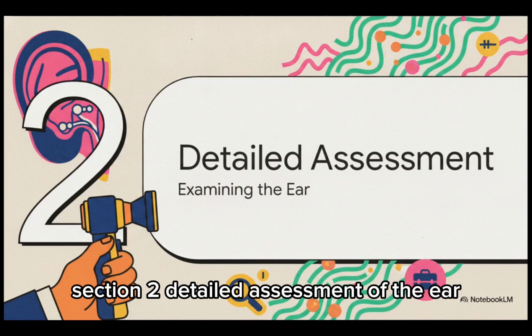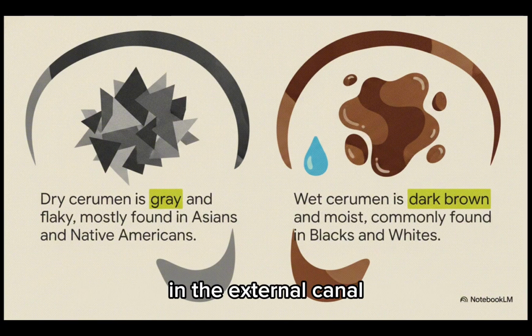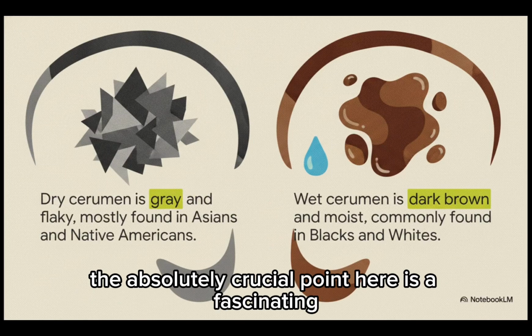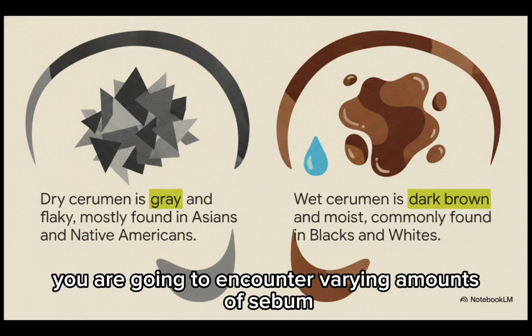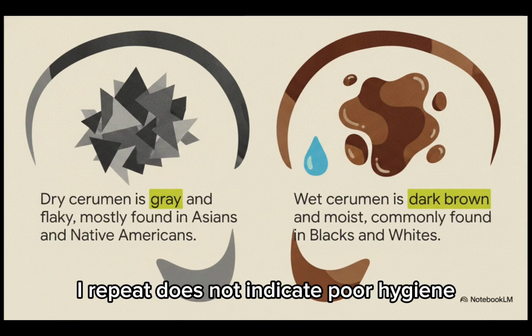Section 2. Detailed assessment of the ear. Okay, before we even pick up an instrument, let's talk about what we're going to see in the external canal. We need to talk about earwax, or cerumen. The absolutely crucial point here is a fascinating genetic reality. You're going to encounter varying amounts of cerumen, and its presence does not, I repeat, does not indicate poor hygiene.